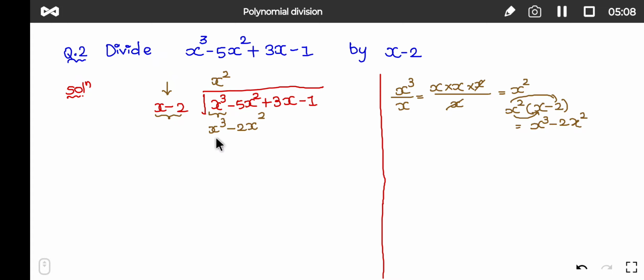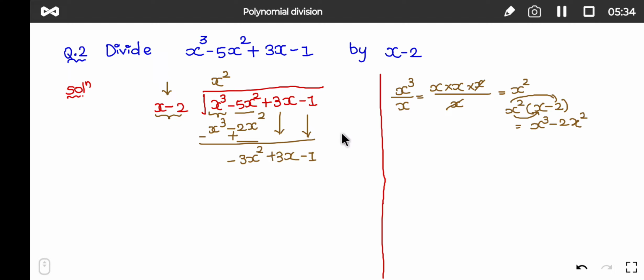Next step is to change the sign. So the first term becomes minus, the second term is minus so it becomes plus. So x cube minus x cube will get cancelled. Minus 5x square and plus 2x square. Okay, so take the sign of the greater number, which is minus, and it's a subtraction, so the answer is minus 3x square. The remaining terms as they are, plus 3x and minus 1.